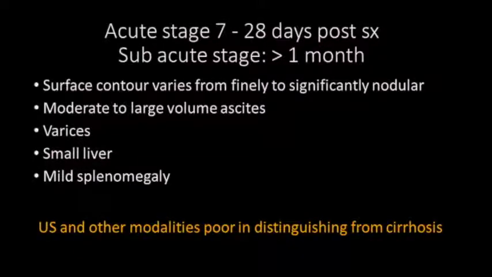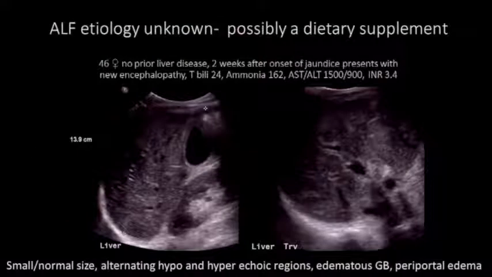By the time you get to this stage, ultrasound and the other modalities perform less well in distinguishing the patient from cirrhosis because you're facing a patient who you may never have seen before with a nodular contour and ascites. And the first inclination would be, this is cirrhosis. So you have to be very careful.